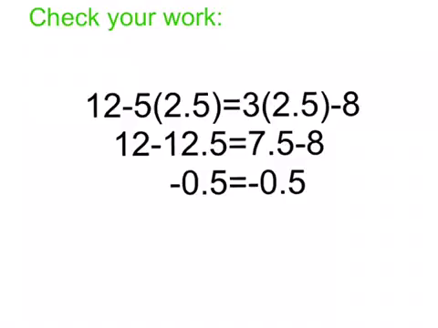You now want to check your work to make sure your answer is correct. To do so, just substitute x for the number you got for x, so 2.5. And then you just follow the order of operations. You should get a number that equals the same at the very last bottom area. So I got negative 0.5 is equal to negative 0.5. So that means your answer is correct if you get that.